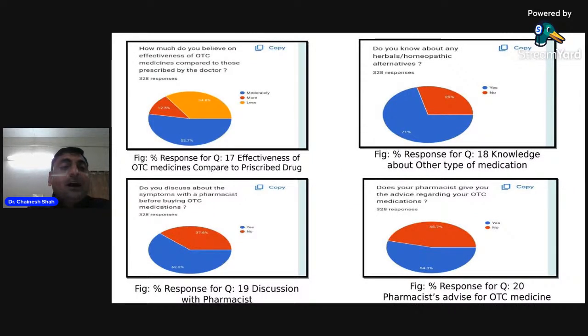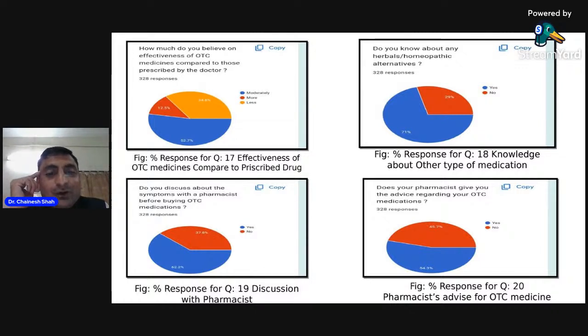Now, how much do you believe in the effectiveness of OTC medicine compared to those prescribed by the doctor? See, no one surely said that OTC medicine is reliable. What they believe is that we should go to the doctor. But why are they not going? The reasons we have discussed.